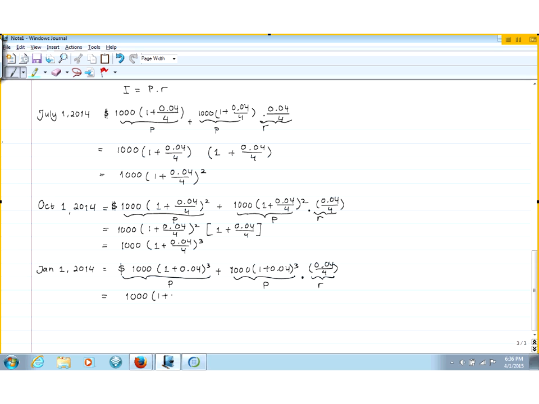So now we have 1,000 times 1 plus 0.04 over 4, cubed. And when I factor it out, I will have 1 plus 0.04 over 4. So this is 1,000 times 1 plus 0.04 over 4 raised to the 4th power. When we calculate this, it is equal to $1,040.60.